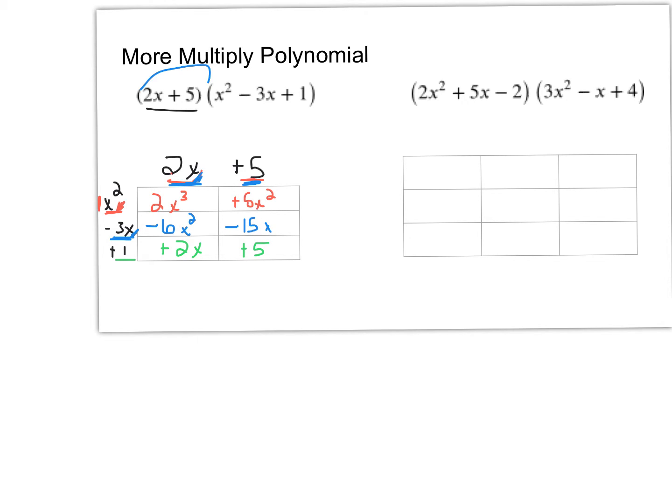Okay, so now at this point, let's combine our like pieces. We start. Are there any other x cubes out there? No, there is not. So 2x cubed.